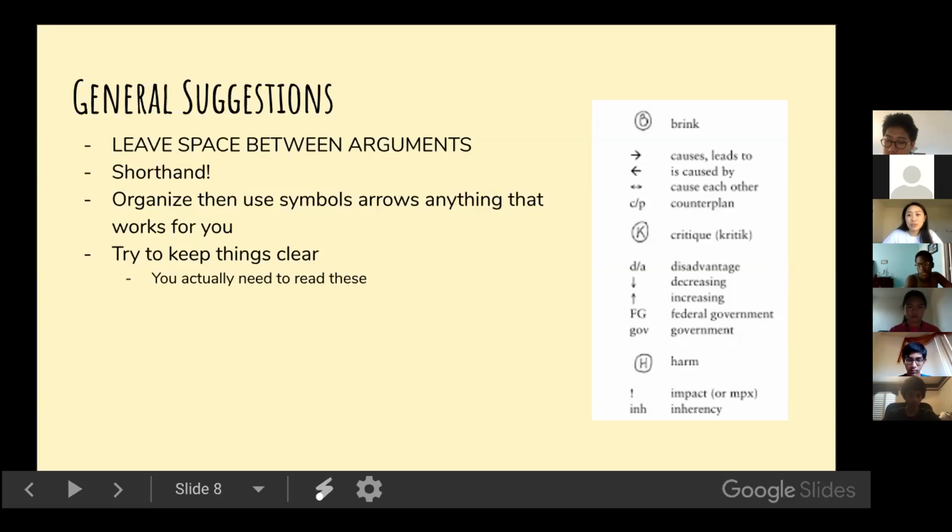And then try to keep things clear. Unlike your notes in class, you actually need to be able to read these notes, because if you can't read them, you probably don't know what happened in that round. And when you are flowing, at least for me, I like to use 2 different colors. That way, when things start to interact, when things get a lot more advanced, you can see that you have one team and then the other team, which makes it a whole lot less confusing.